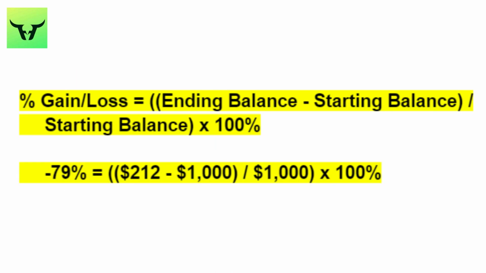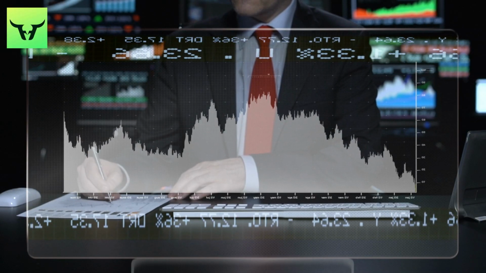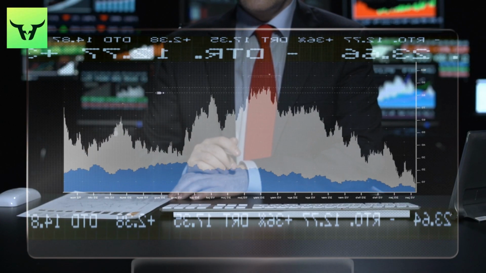Let's examine the overall changes to your trading account. You started with $1,000 before the trade. You now have $212 left over. 79% of your capital has been lost. Some traders are in a difficult situation when their trade is automatically liquidated.